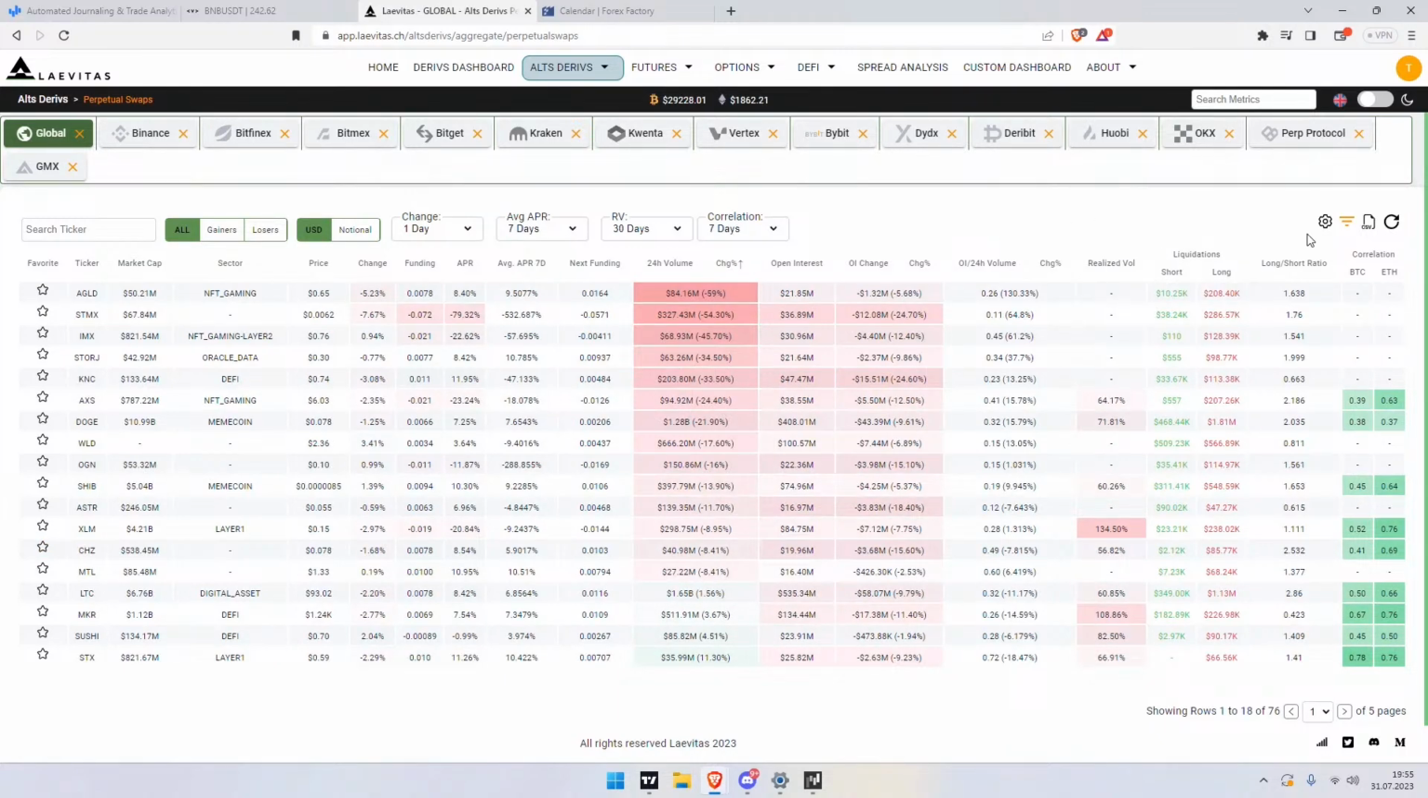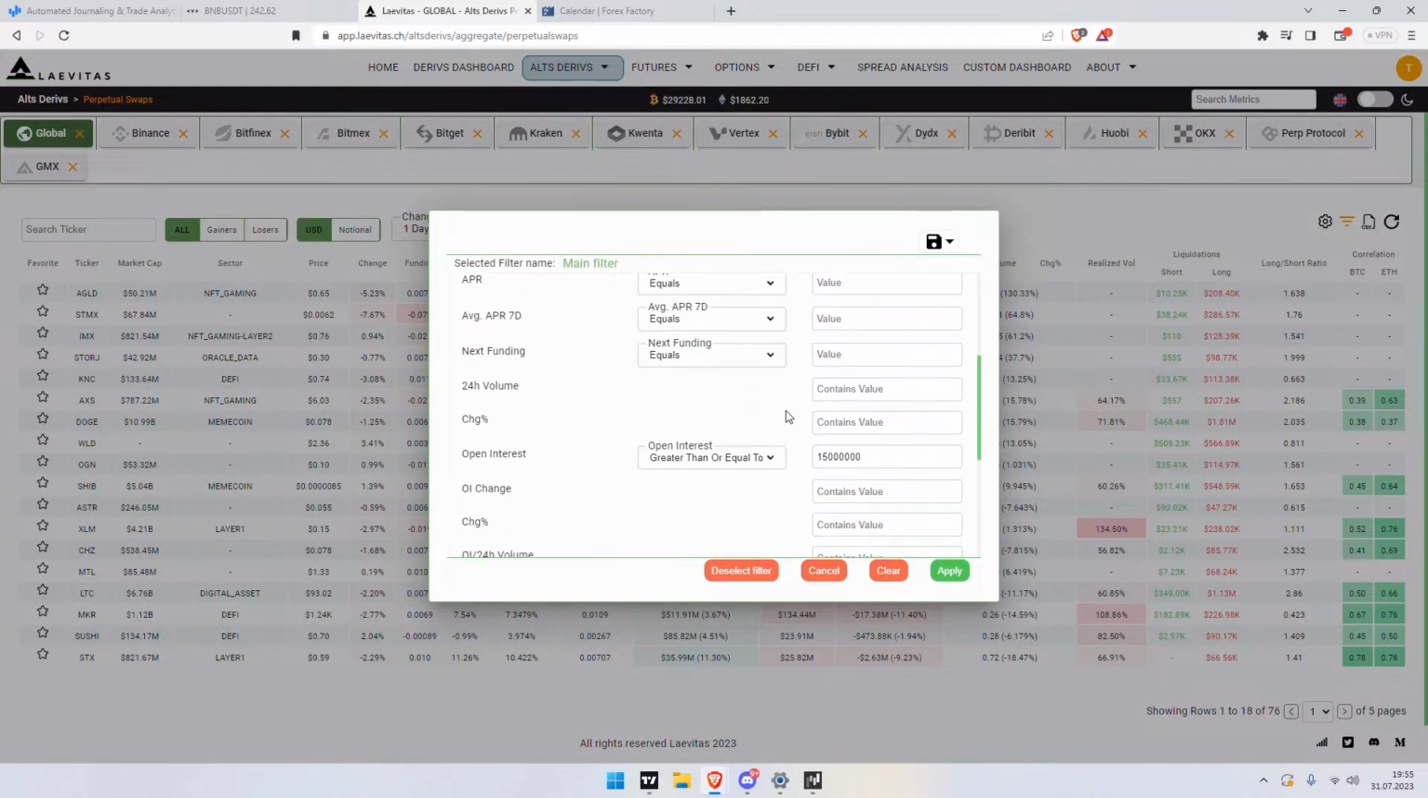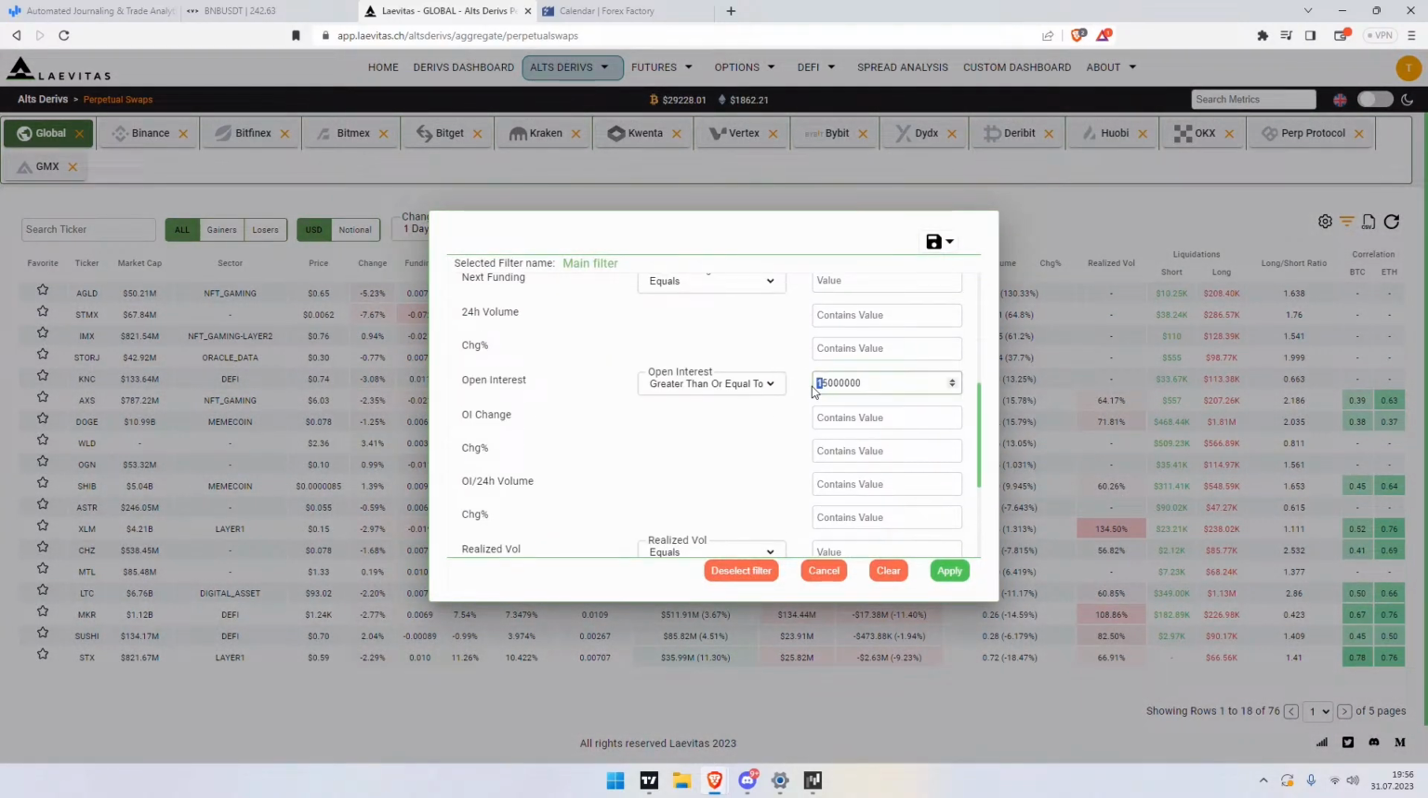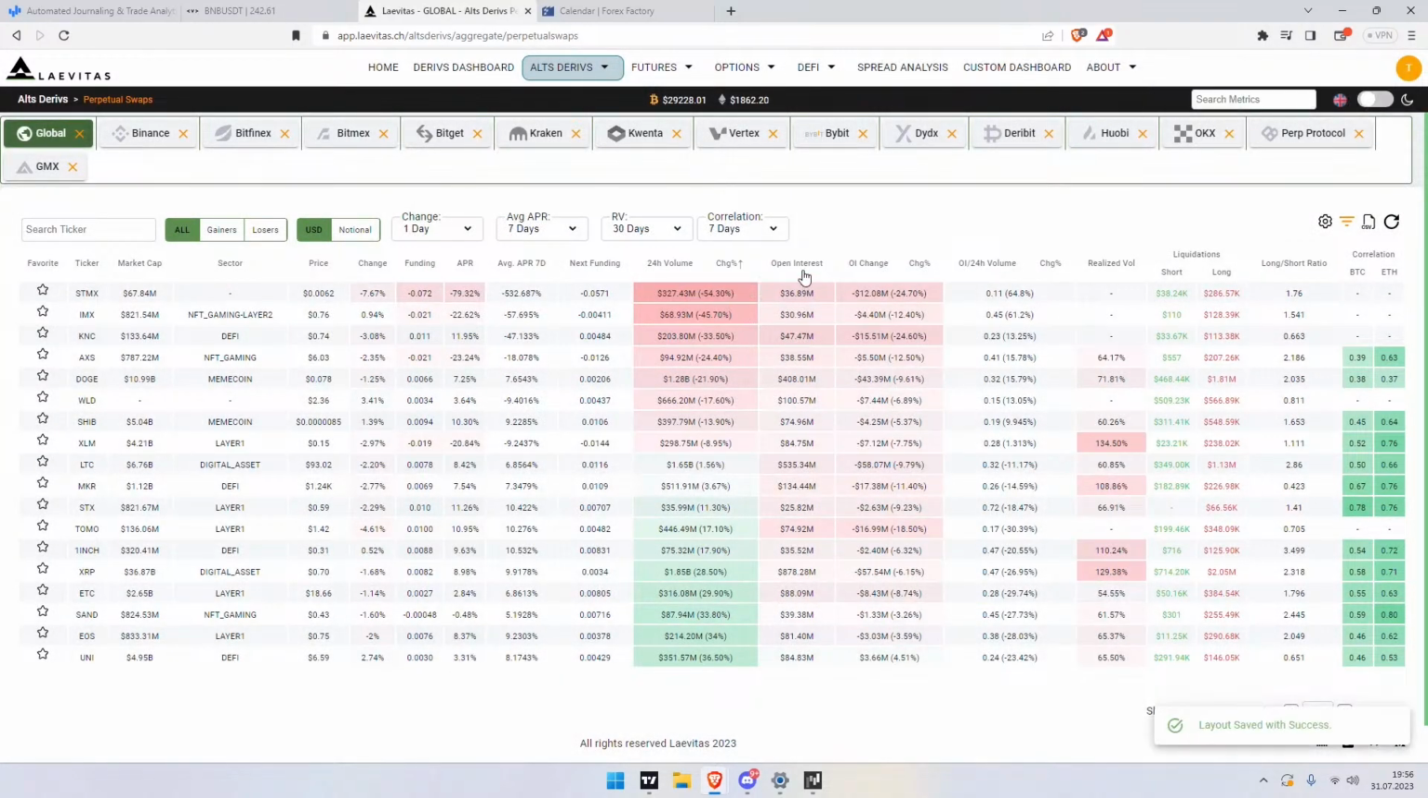The only downside is that you have to pay for it, because otherwise you cannot use this filter option. I don't know why I have it on 15 million. I have it on 25 million open interest, and if you don't, you will have basically every living shitcoin there, because this is pulling data from all the exchanges. So yeah, it costs like $50 a month, basically.